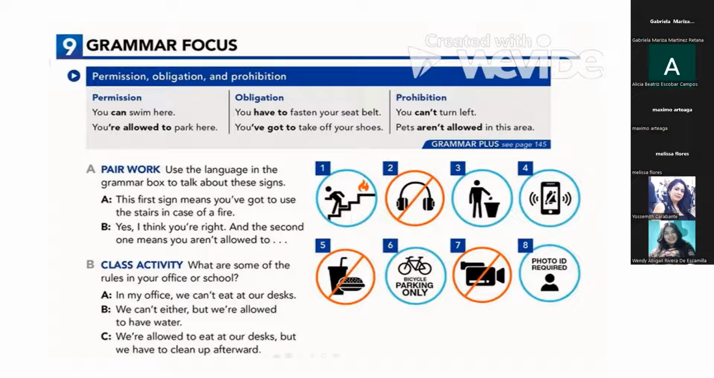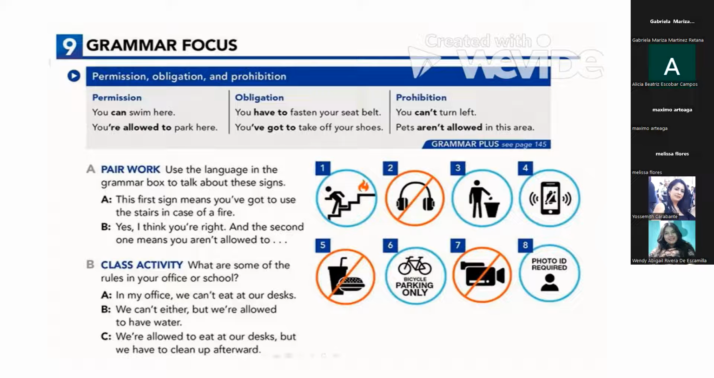And the last one is prohibition. You can't turn left. No puede virar a la izquierda o doblar a la izquierda, right? You can't turn left. And pets aren't allowed in this area. Mascotas no están permitidas en esta área. Pets aren't allowed. So as you can see, we can use can and can't for permission and prohibition, and allowed also, right? You are allowed to, you are not allowed to, right? Prohibition. And obligation, have to, right? Or have got to.